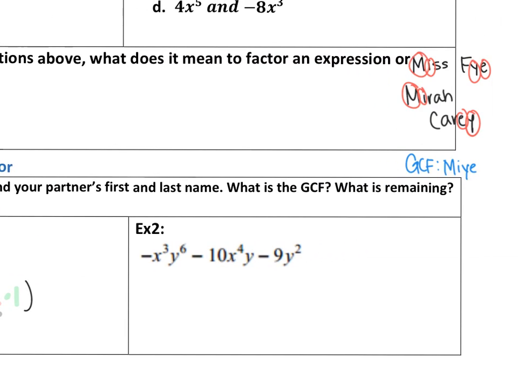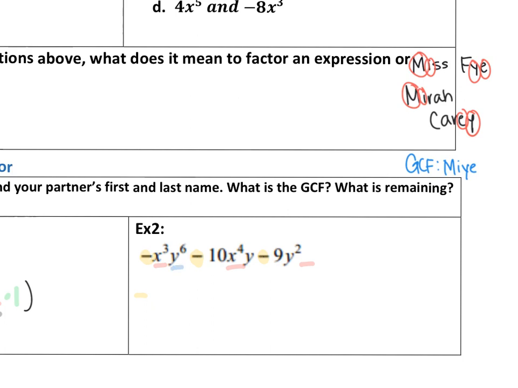All right, let's take a look over here. So for this one, you'll notice that all of them, as I'm thinking about things they have in common, they all have a negative. That's the first thing I notice. So the first thing I'm going to write as my GCF is a negative. The next thing I notice is that not all of them have an x. There is no x in the third one, so x will not be a part of my GCF.